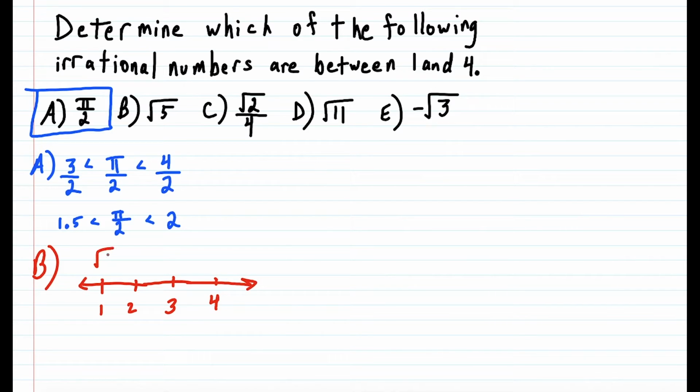So 1 is the square root of 1, 2 is the square root of 4, 3 is the square root of 9, and 4 is the square root of 16. So if we wanted to see where square root 5 is, well, square root 5 is between 2 and 3 because square root 5 is between square root 4 and square root 9. So the exact value of square root 5 would be somewhere in this location here. So it's definitely between 1 and 4. So we could include this in our solution.